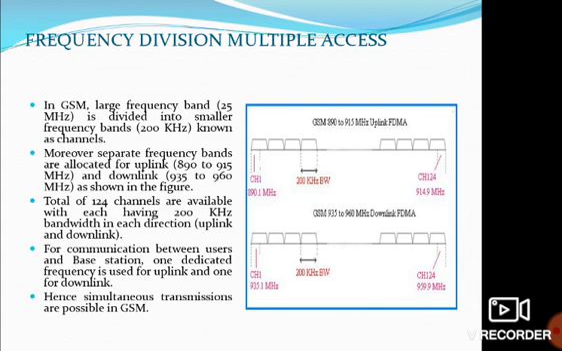And for downlink, we are using the frequency band from 935 to 960 MHz. Here too we have 124 channels, and each channel has 200 kHz bandwidth. For communication between users and base station, one dedicated frequency will be used for uplink and one for downlink. And in GSM, simultaneous transmission is possible, as we use full duplex mode.